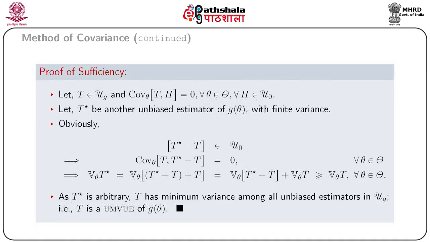Now, we discuss the if part of the proof. Suppose T belonging to U_g be an estimator of g(theta) such that covariance under theta of T and h equals 0 for all theta belonging to Theta and for all h belonging to U_0.